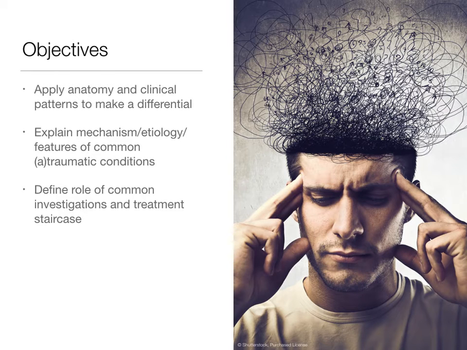You should be able to explain mechanistic and etiologic features of common shoulder and elbow conditions. You should also be able to define the role of common investigations and of the treatment staircase. So what did we actually cover?